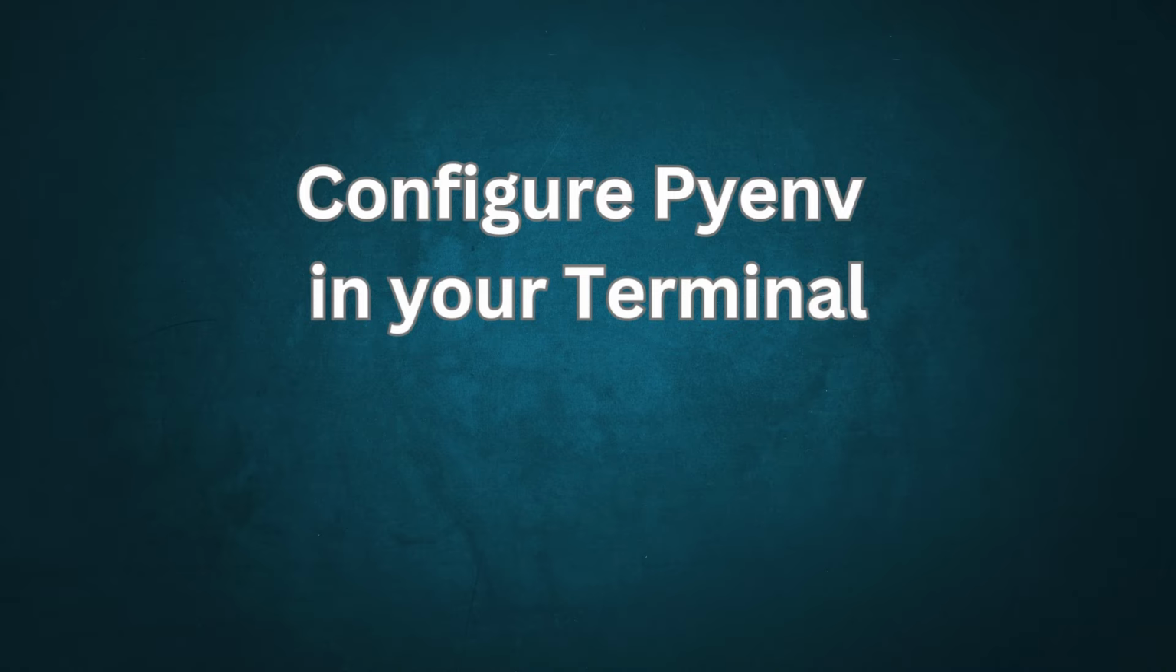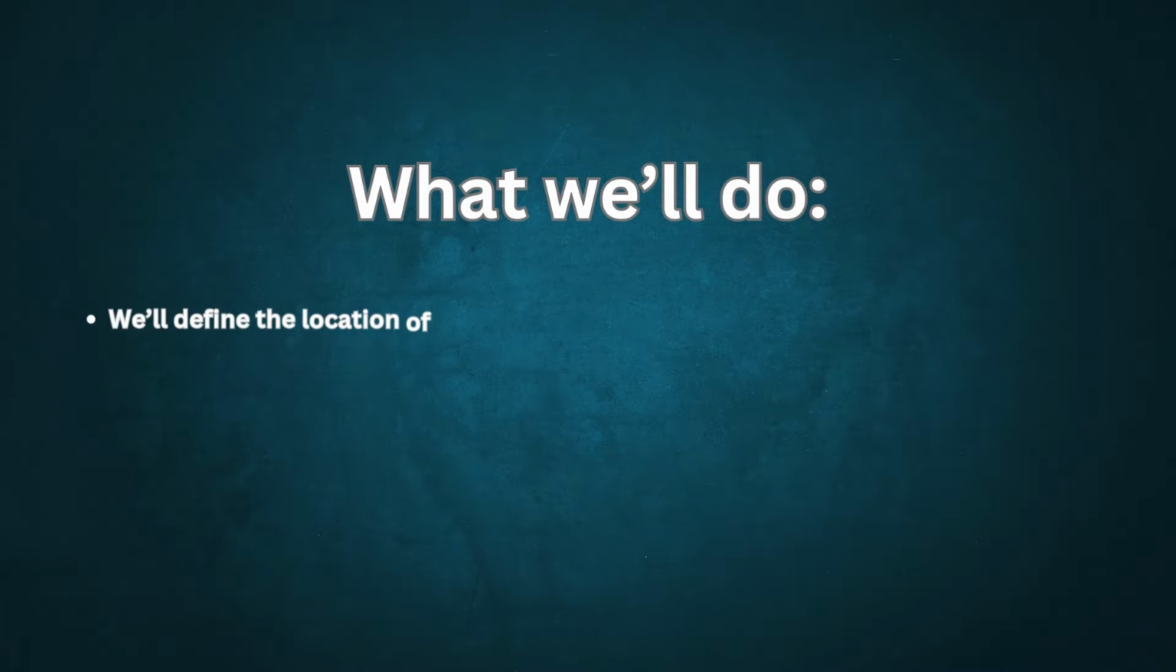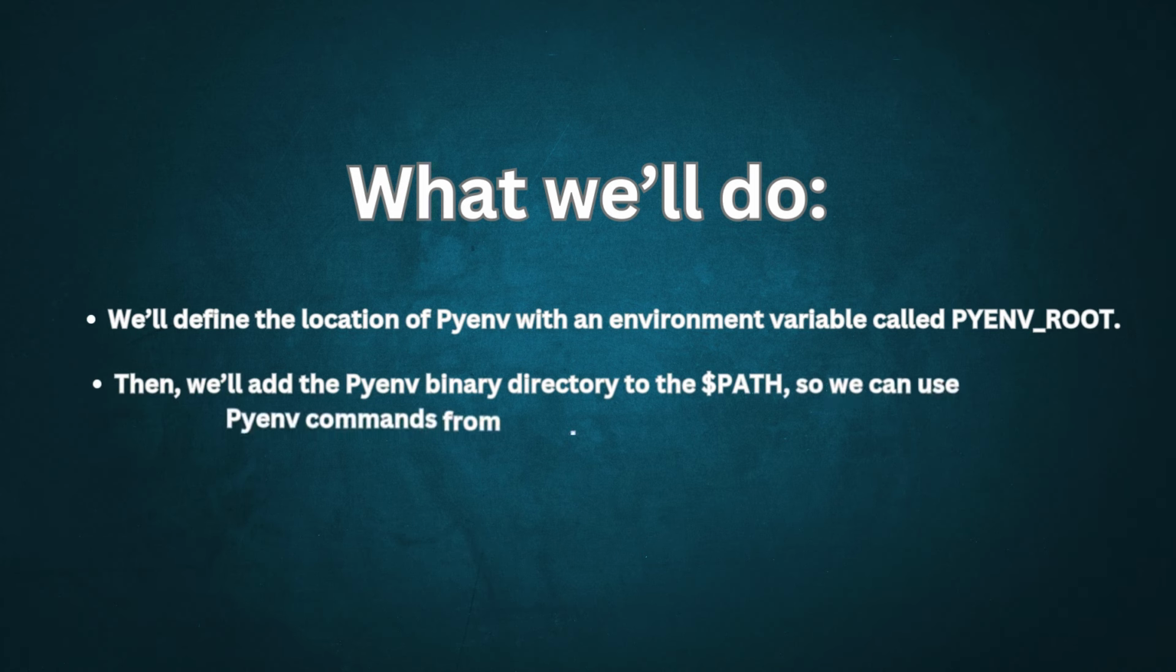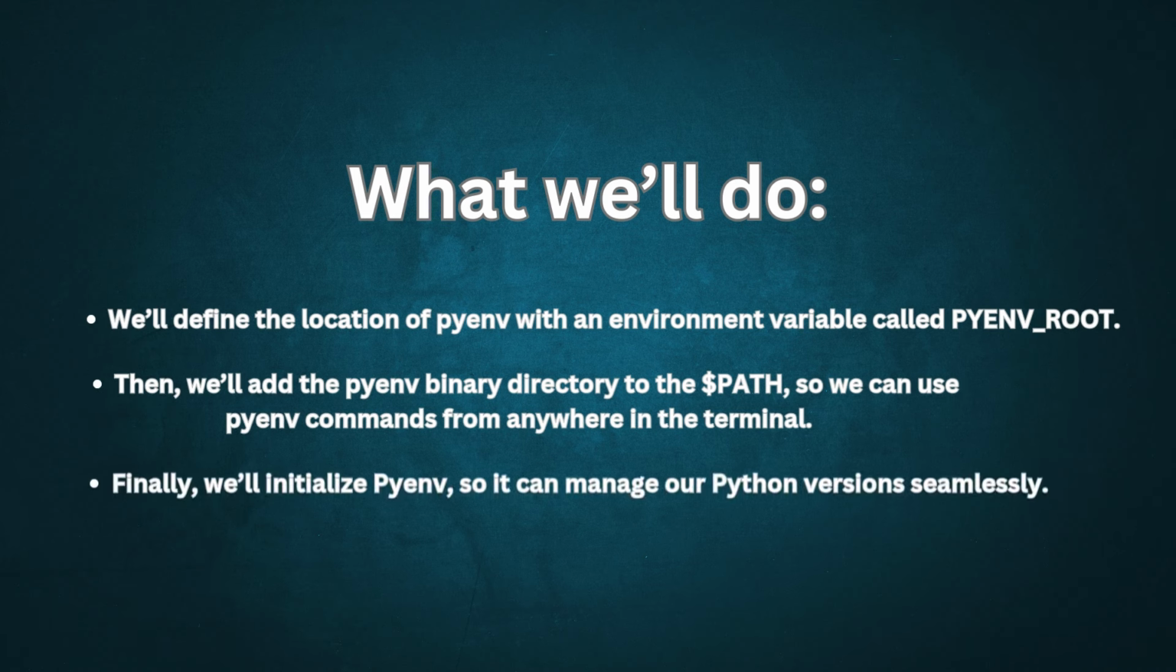Now that we installed Pyenv, the next step is to make sure our system knows where to find it. This is done by adding the Pyenv binary directory to our system path. Path is essentially a list of directories that your terminal checks when you run a command. Here's what we will do. We'll define the location of Pyenv with an environment variable called PYENV_ROOT. Then we will add the Pyenv binary directory to the path so we can use Pyenv commands from anywhere in the terminal. And finally, we'll initialize Pyenv so it can manage our Python versions seamlessly.